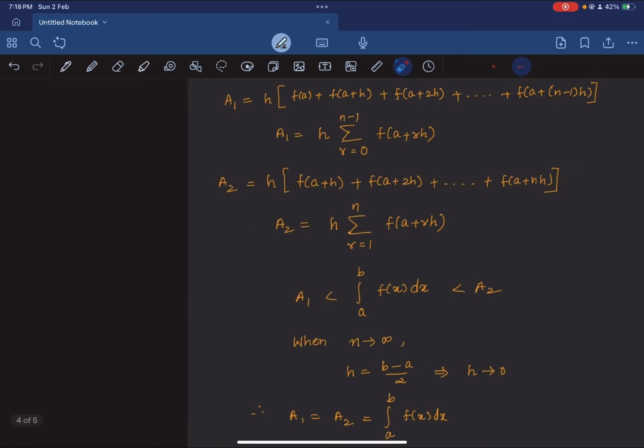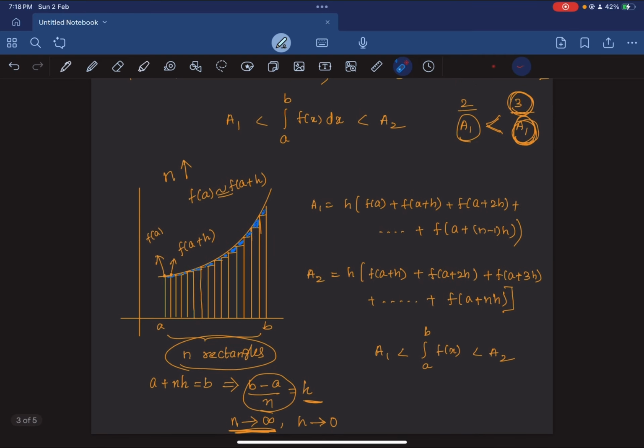Now when n is very large, this blue area gets diminished. This blue area gets so small, negligibly small, that whatever you compute with a1 or a2 will be almost equal to your actual area.